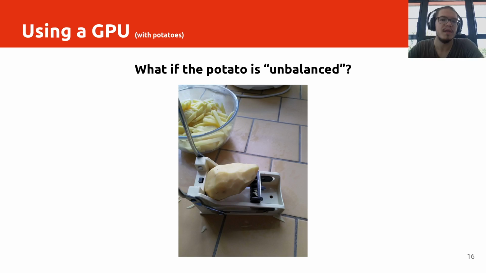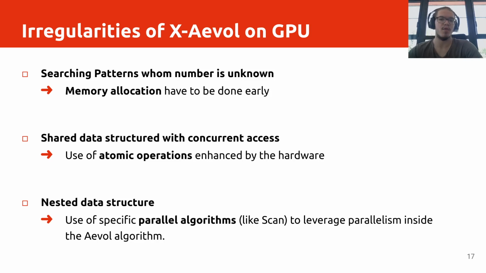However, what happens if things are unbalanced, irregular, when you have particular cases? Well, you have to deal with that. In the case of Evol, we found multiple sources of irregularities and solved them thanks to different solutions. We had to store data without knowing their number in advance, so it led us to allocate memory early.